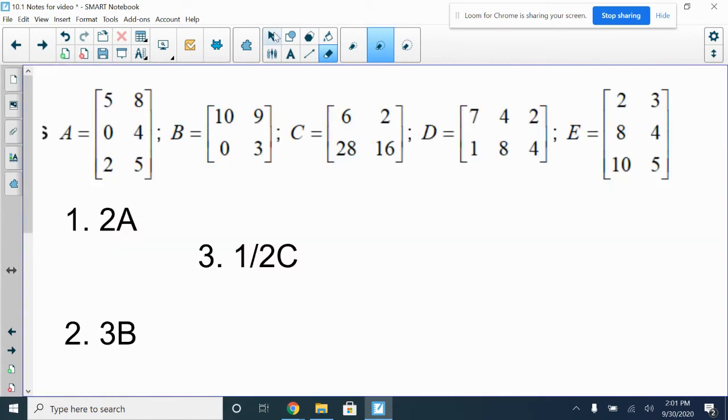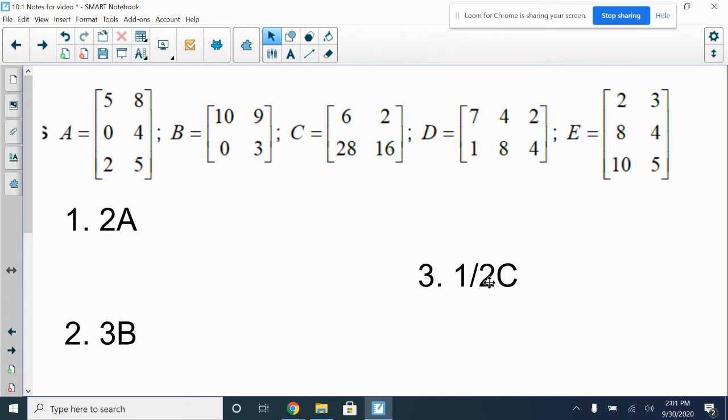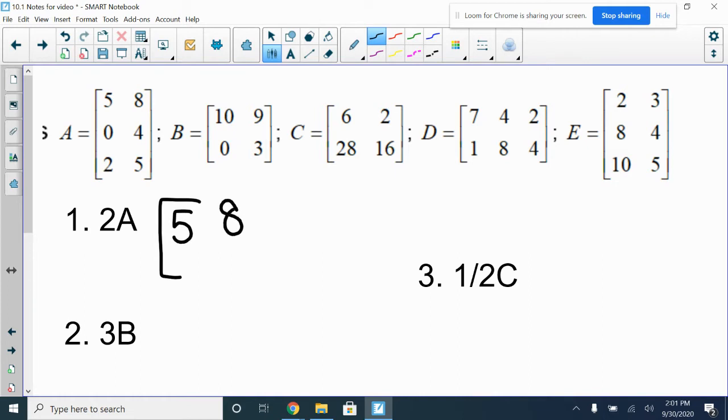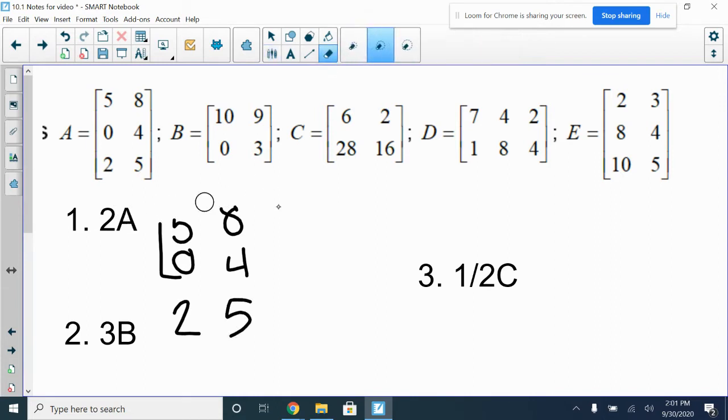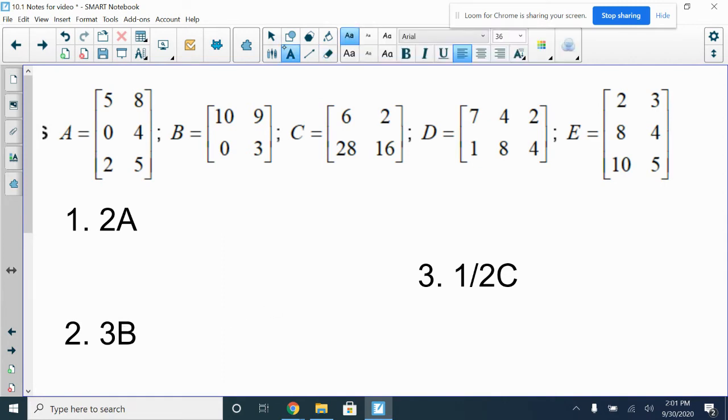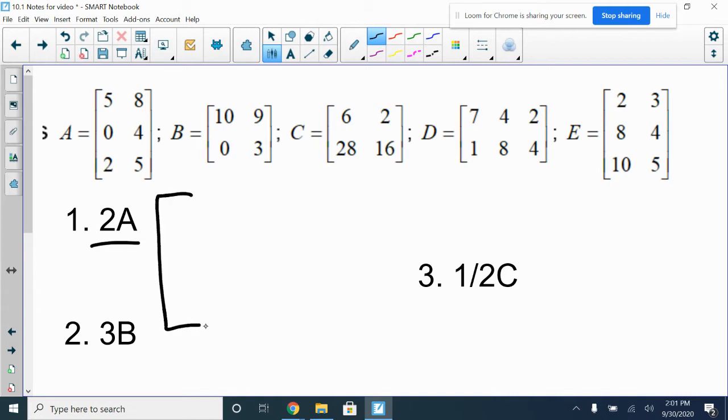So if we look at number 1, it says 2 times matrix A. Matrix A says that I have 5, 8, 0, 4, 2, and 5. I'm going to rewrite it so that we can see our steps on another one. What this tells me is that I'm multiplying 2 by everything in matrix A.